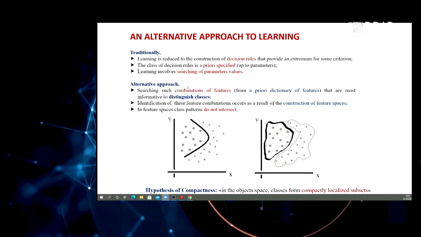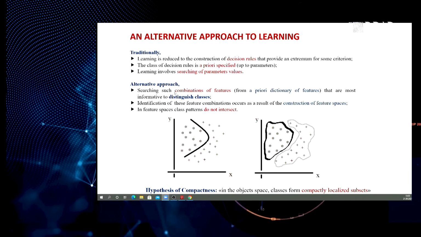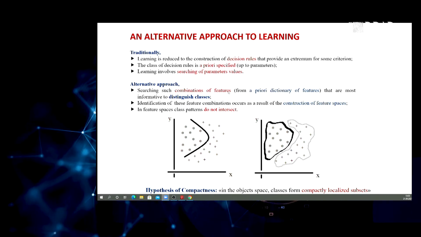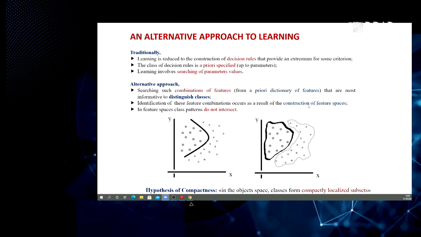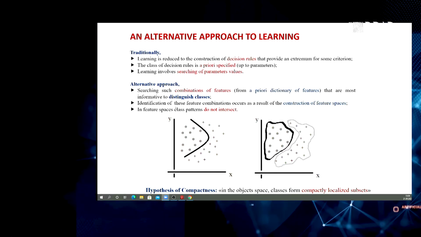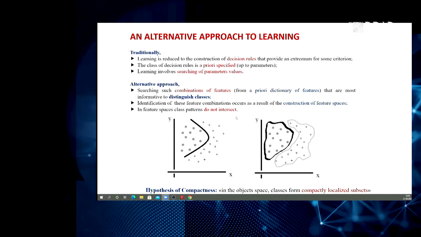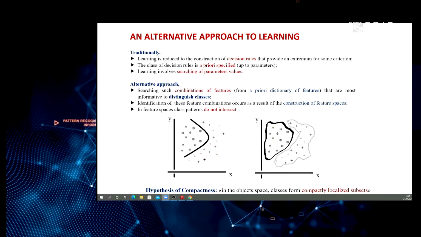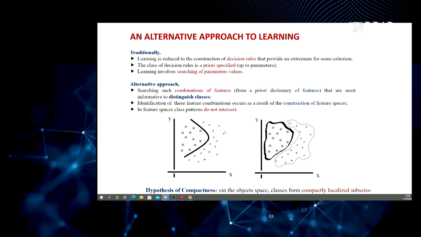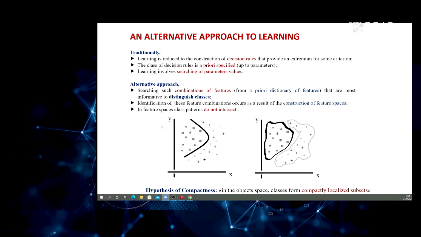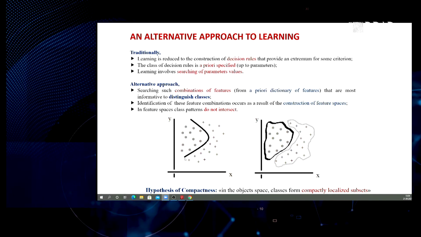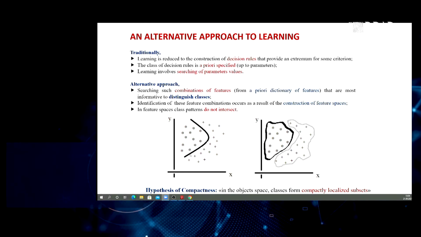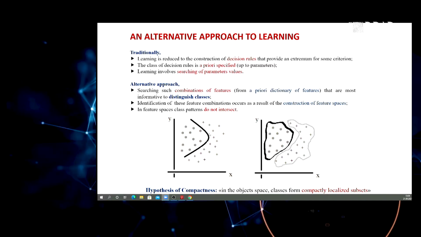The alternative approach is based on the idea that we are searching for such combinations of features that are most informative to distinguish classes. And this combination of features will also be taken from the a priori dictionary of features. Identification of the features occurs as a result of constructing feature spaces where class patterns do not intersect. To show the alternative approach, we can look at this geometrical representation. In the traditional approach, we are building a function, shown here as a line, and it depends on some number of parameters, and it splits the overall set into regions.